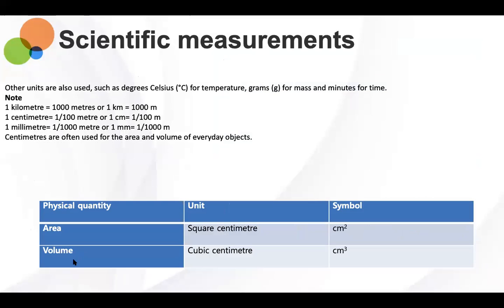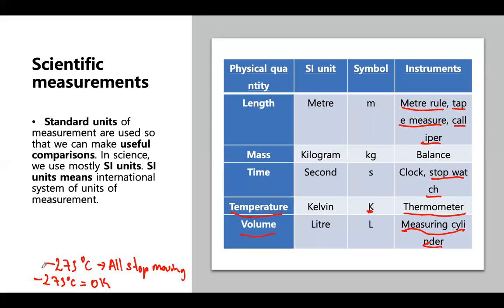Zero degrees. That would be 0 Kelvin. 0 Kelvin is equal to negative 273. We'll talk about it more in a few slides down.